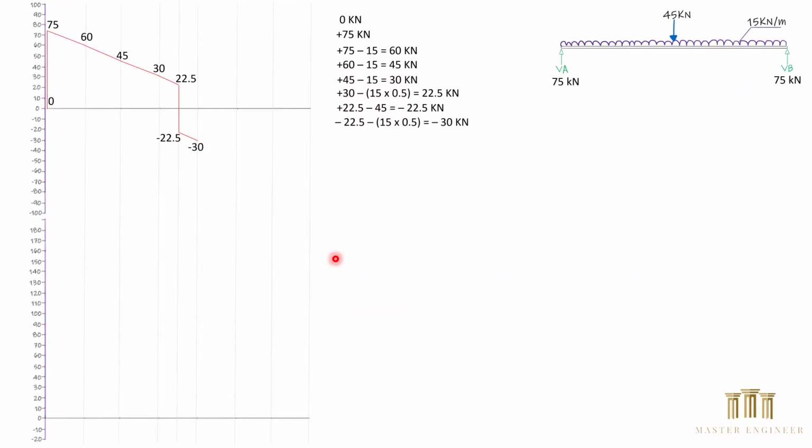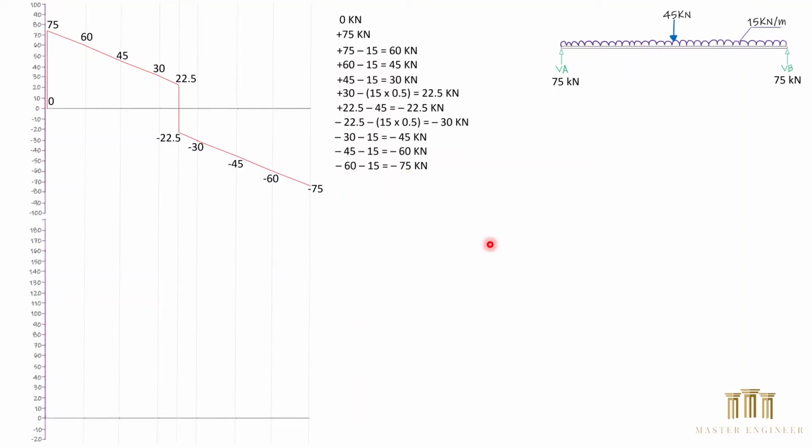Next we have minus 30 kilonewton minus 15 kilonewton of the UDL acting at 1 meter equals minus 45 kilonewton. And the same again from minus 45 kilonewton minus 15 kilonewton of the UDL per meter equals minus 60 kilonewton. Again, minus 60 minus 15 kilonewton per meter equals minus 75 kilonewton.